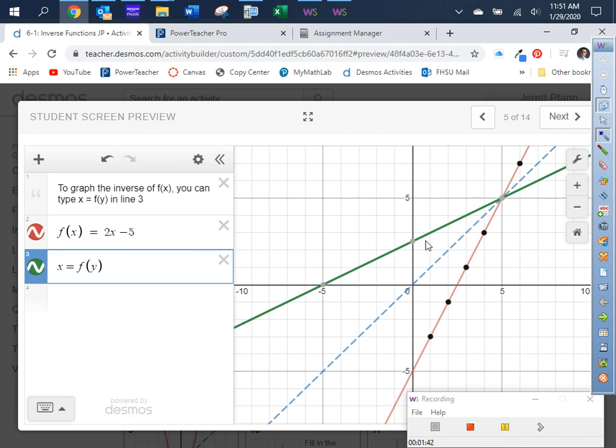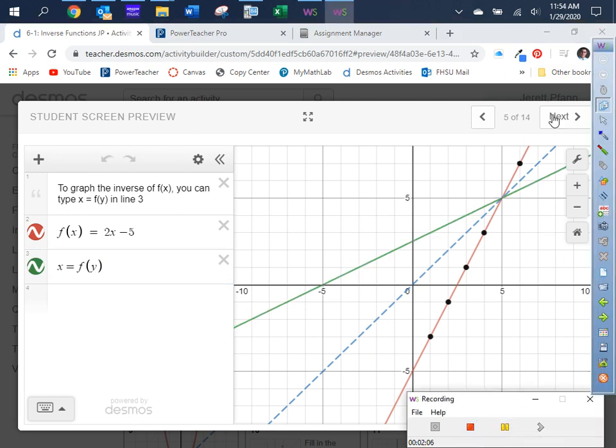And what the next few questions are going to ask you is to see how this new line, the green one, relates to the original one in comparison to this line y equals x. So do slides 5 through 10 and then come on back to the video. So 5 through 10. Go ahead and pause and do those now.